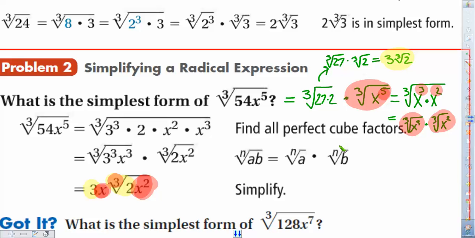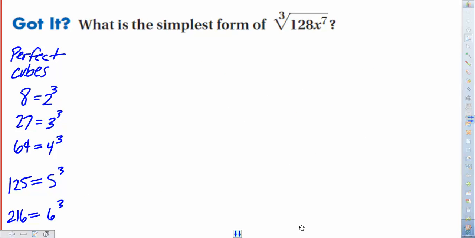Let me show you how we roll through these problems, to make it not look as messy, because I definitely wrote all over the place here. So rather than have you do this problem on your own, we're going to do this one together. See how I still have that list of perfect cubes over there on the side? We're going to need that. Okay, so they want us to find the simplest form of the cube root of 128x to the 7th.